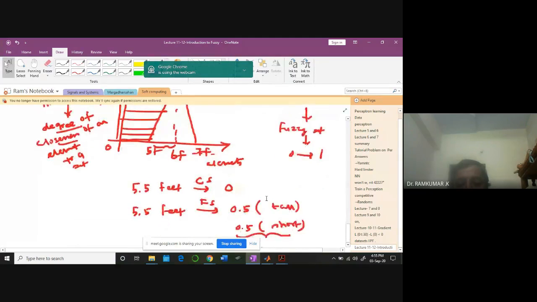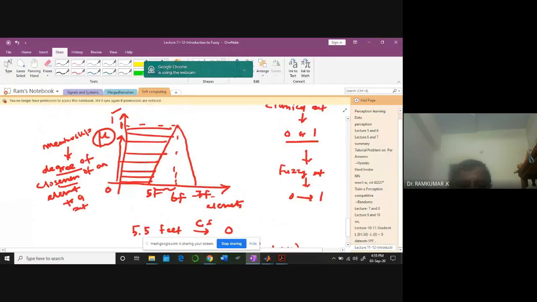Now how do you give that? So look at this case. In this case, around 5.5 feet is here, and he is given some value of 0.5 here. This set is called the tall set.